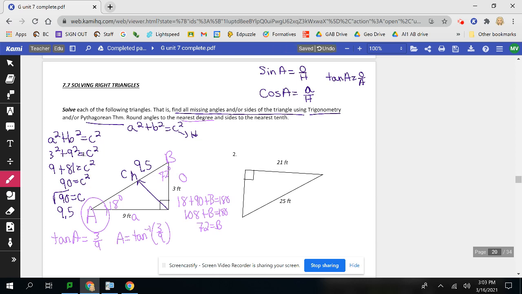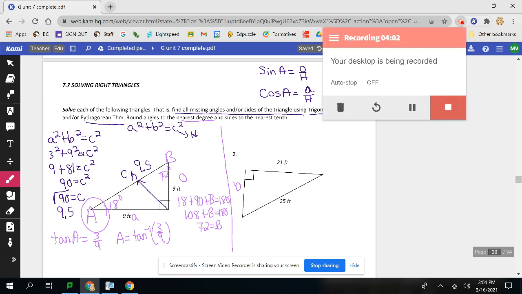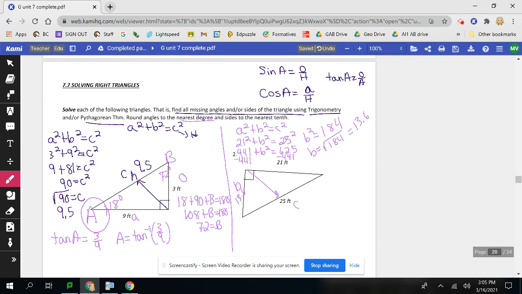So I want you to pause, and I want you to find my missing side in number 2, which I'm calling B. So I used the Pythagorean theorem, a squared plus b squared equals c squared, and I substituted in 21 for A and 25 for C, because C has to be the side across from the right angle. And I solved that, and I found that B is 13.6.